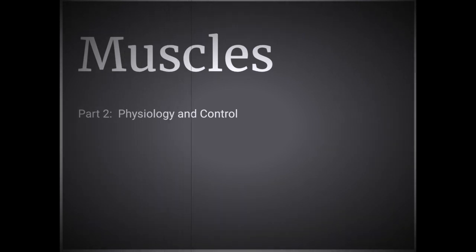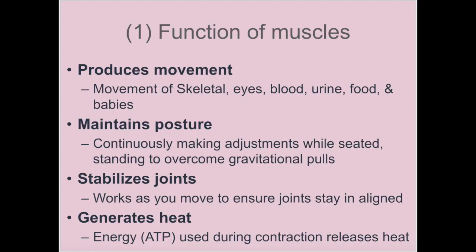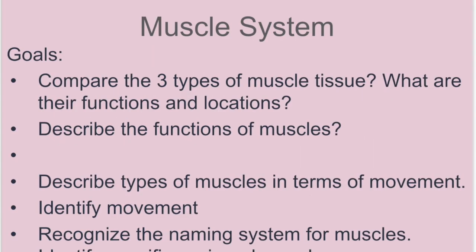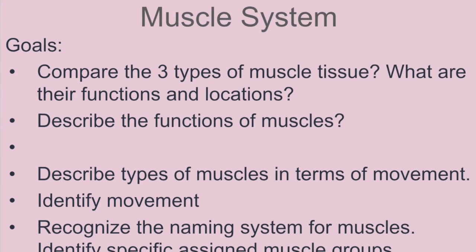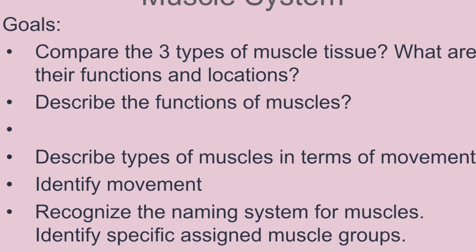Welcome to a tutorial of the physiology and control of a muscle contraction. Before we begin, here are the 4 functions of muscle. Muscles allow us to produce movement, maintain posture, stabilize those joints, and generate heat, particularly whenever we utilize ATP during that contraction. This tutorial will cover the last of our goals for this unit.